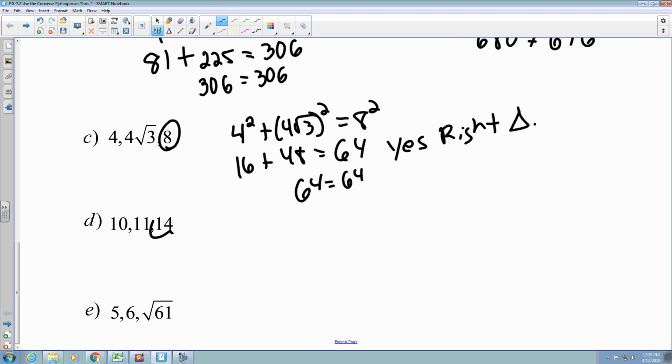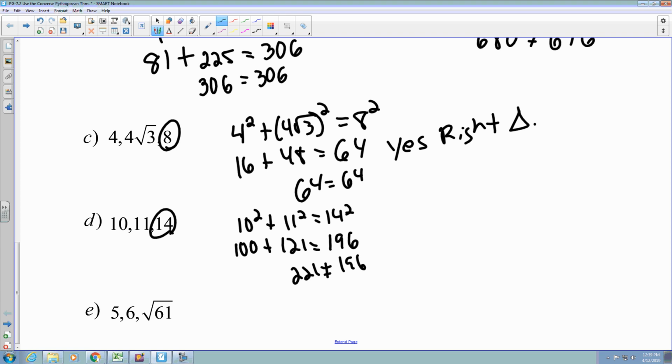Next, 10, 11, 14. 14 is my largest value. I got 10 squared plus 11 squared, and I have to see if that equals 14 squared. 10 squared is 100, 11 squared is 121, and 14 squared is 196. 100 plus 121 is equal to 221. That does not equal 196. So no, not a right triangle here.